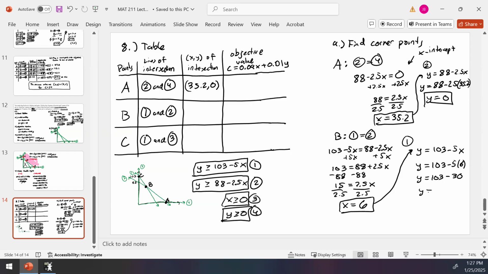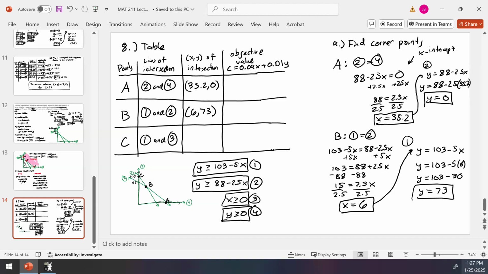And then I get 73. So in this case, this is the 6 ounces of chicken and 73 ounces of grain, right? So that's that scenario. It's a mix of the two. And if you're wondering, what do these actually tell me?